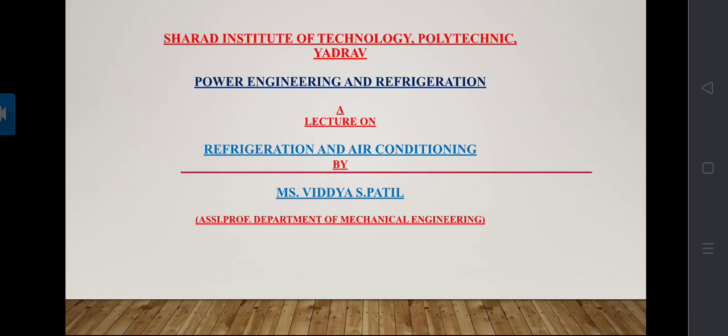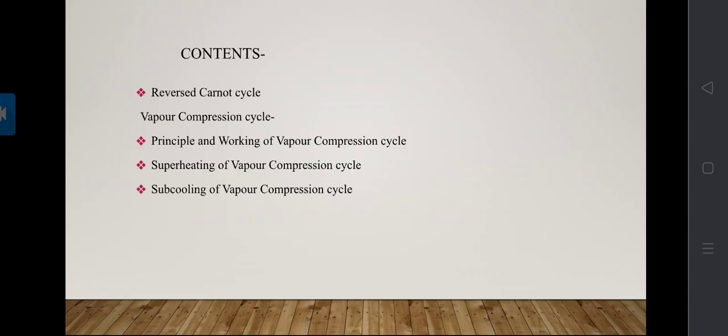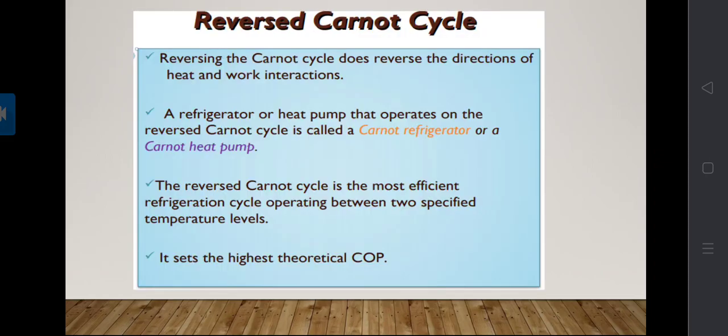Today we are going to continue our unit number 5, that is refrigeration and air conditioning, for the subject power engineering and refrigeration. Today in this session we are going to cover the reverse Carnot cycle and vapor compression cycle. And in vapor compression cycle we are going to see the principle and working of vapor compression cycle and the superheating and subcooling of vapor compression cycle. First we start from the reverse Carnot cycle.